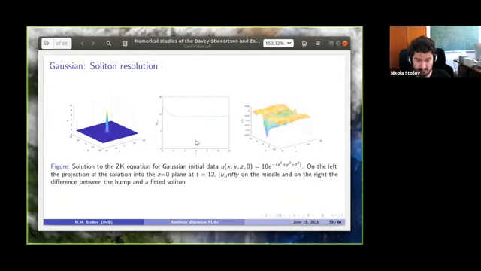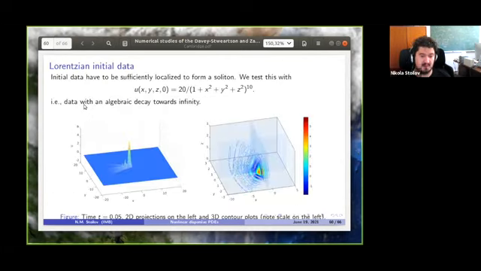This is the soliton resolution. So we start with Gaussian initial data and produce a soliton. This is the difference. So notice that this goes to 0.5. The soliton is of order of 10. So the radiation is small and the fit is quite good.